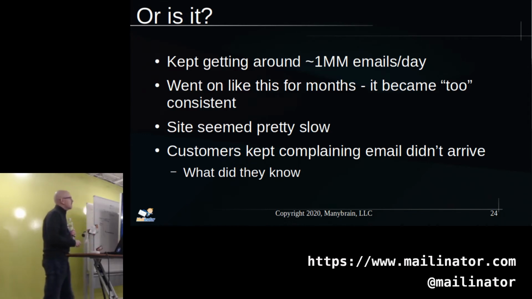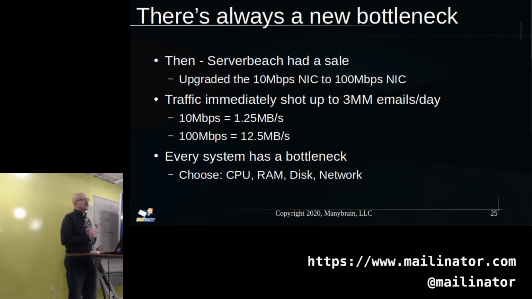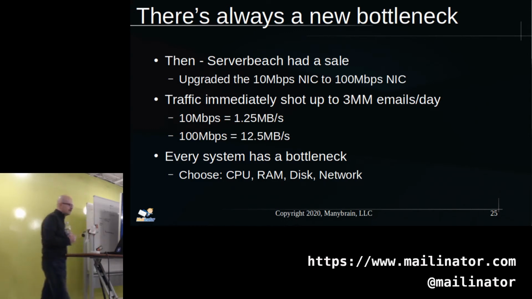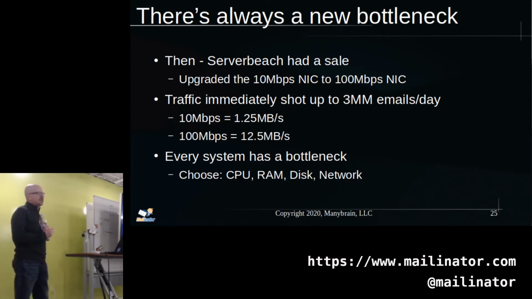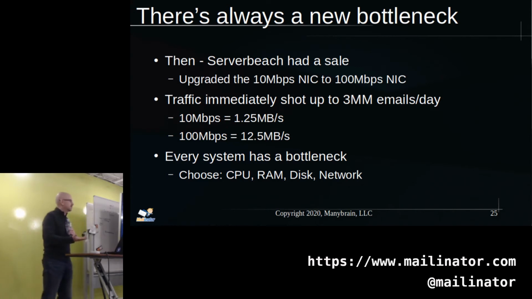So Server Beach, where I was hosting, had a sale. They said, hey, for free or for $10, we'll upgrade your network card from a 10 megabit card to a 100 megabit card. Cool, do it. The moment they did it, we went to 3 million emails a day. So we were absolutely saturating the 10 megabit card in the back of the computer, right? No wonder the CPU wasn't busy. It could not get enough bandwidth. So immediately it shot up to 3 million emails a day.